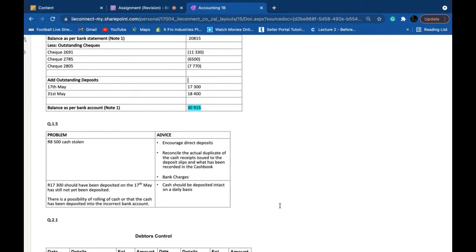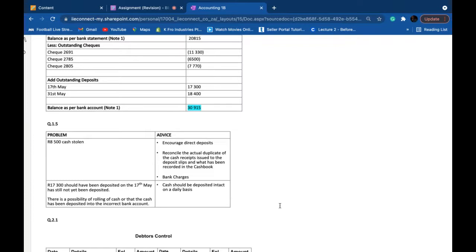Reconcile the actual duplicate of the cash receipts issued to the bank slips and what has been recorded in the cash book. In other words, those deposit slips that you get from the bank when you deposit money in the bank, use those to actually record your cash receipts. And then bank charges. Okay. Right. And then there's 17,000.